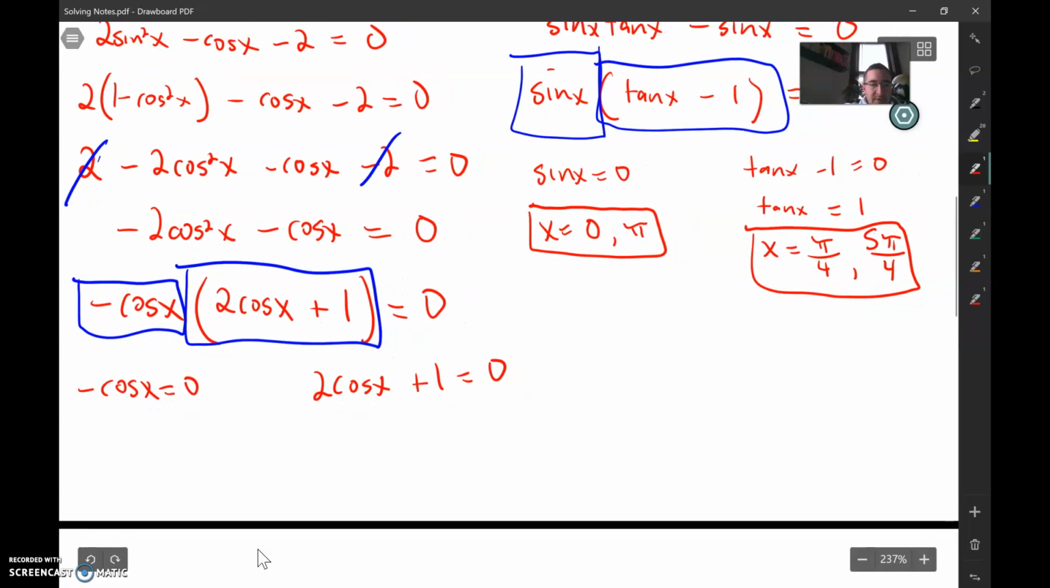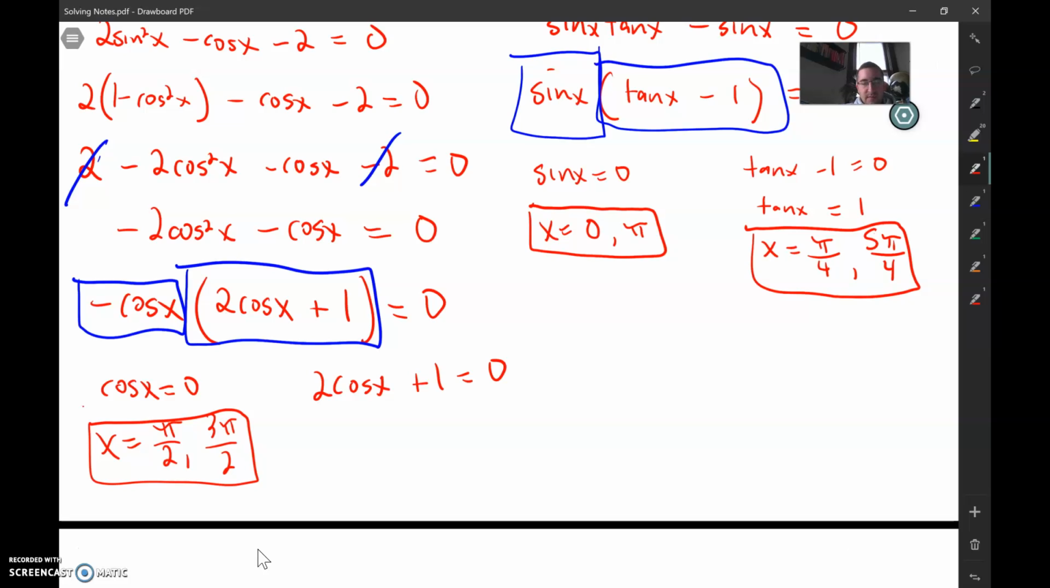So when is cosine 0? Well, negative cosine, you can divide both sides by negative 1, and that negative just goes away. There's no such thing as negative 0. So when is cosine 0? Cosine is 0 at 90 degrees and at 270 degrees. So there's 2 of my answers.